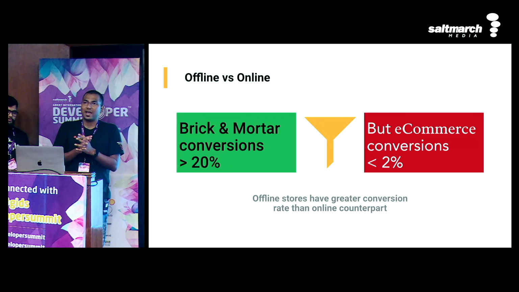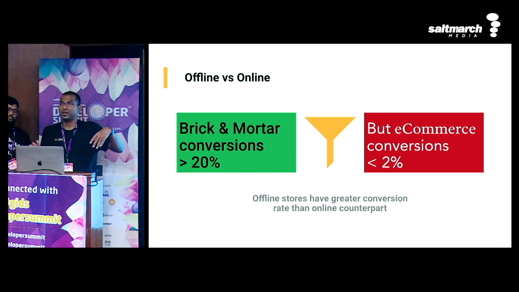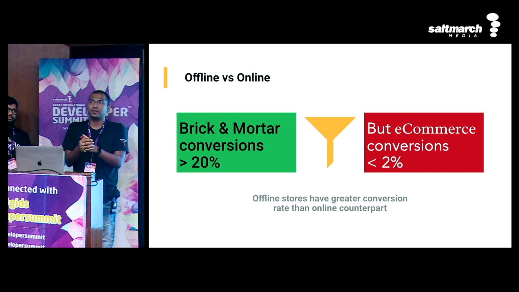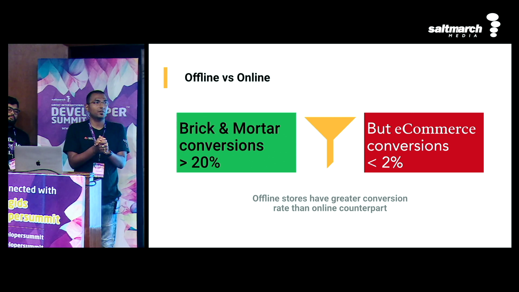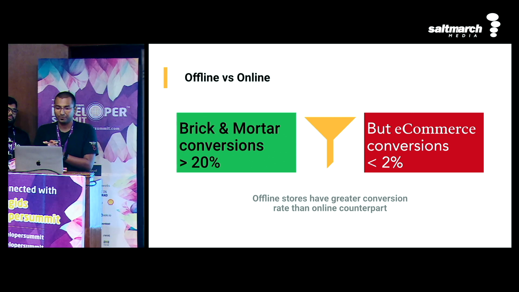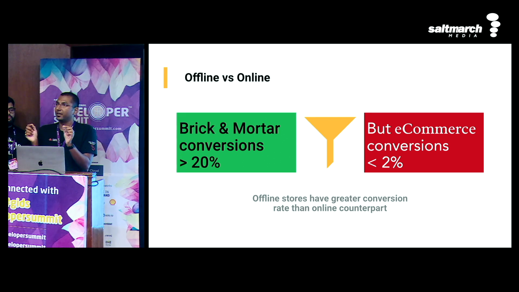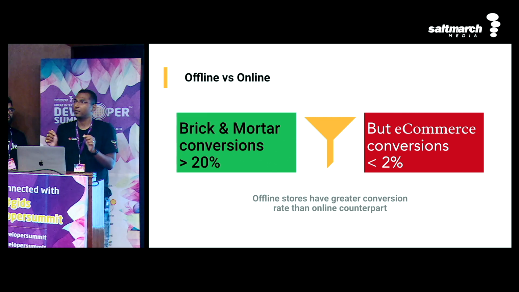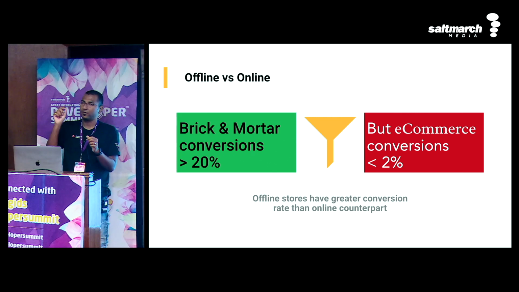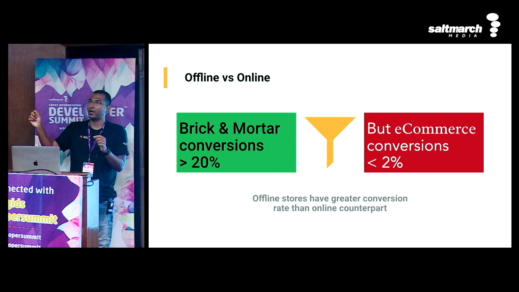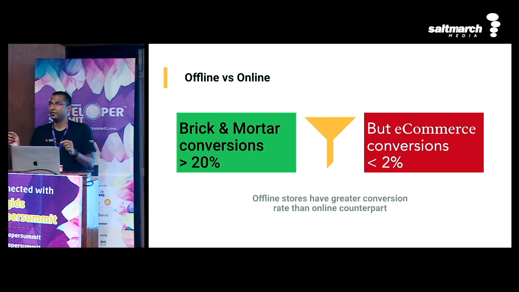If we look at the offline store and compare it with the online store, the offline store is the brick and mortar store with actual physical stores, where people receive you and help you figure out what to buy and what not to buy, talking about the features and all. If you look at the conversion rate, it is more than 20% for brick and mortar. While in the e-commerce sector, for the same company in the web store, it is less than 2%.